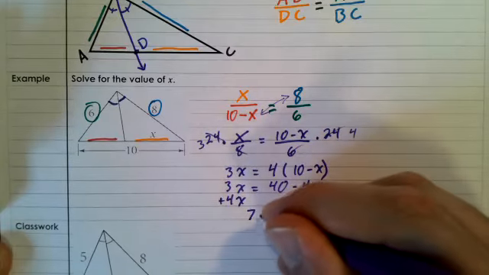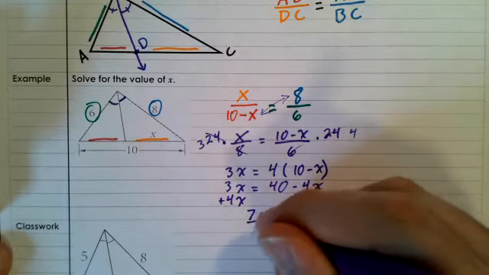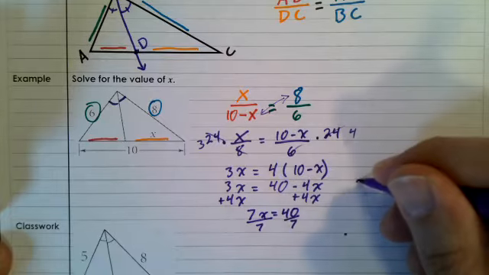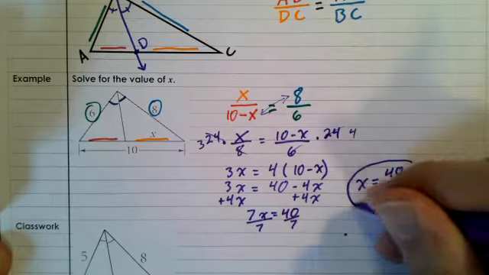And we can say 7x equals 40. The last step is just to divide both sides by 7. So x equals 40 over 7.